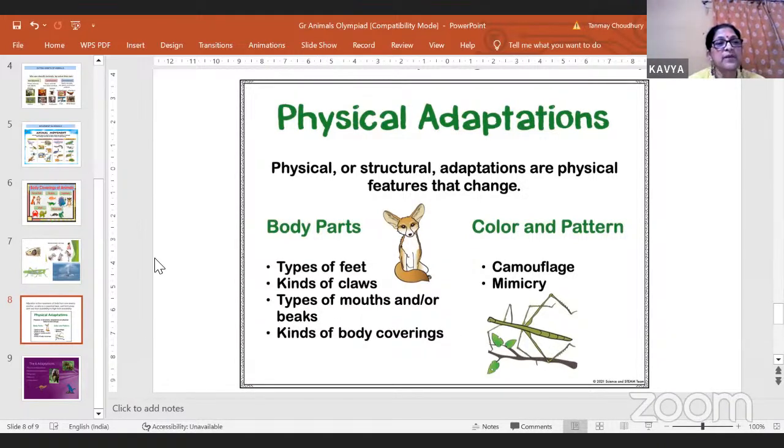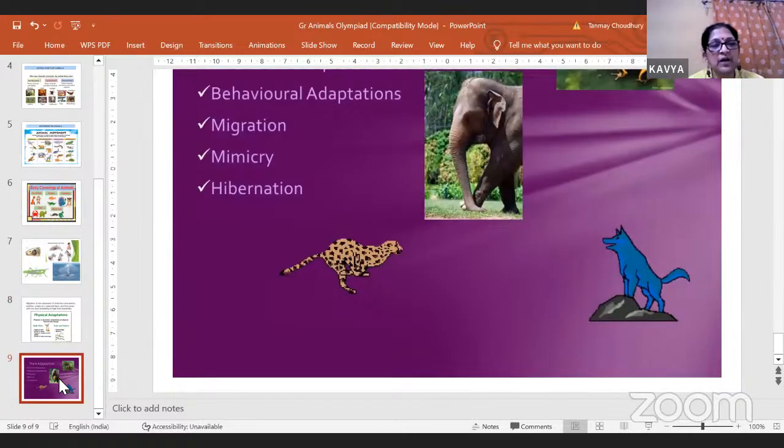So these are adaptations. I hope you understood what adaptations are. So adaptations are structural features and also behavioral features that help any animal to live comfortably in its home, in its habitat. So adaptations can be structural. Just now we saw the structural adaptations. Now these are behavioral adaptations.